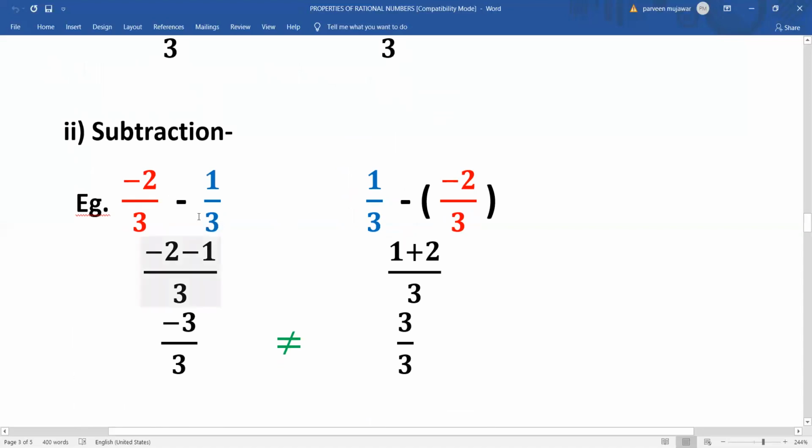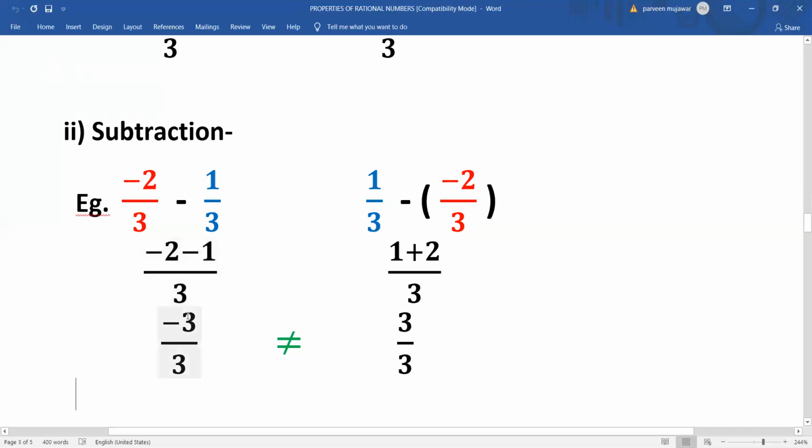Commutative property for addition. Now we'll check with subtraction. Minus 2 upon 3 minus 1 upon 3. So I have taken two rational numbers here, and go to the right hand side. On the right hand side, I have exchanged the places of the rational numbers. First I have taken 1 upon 3 and on the other side I have taken minus 2 upon 3. So when you solve LHS and RHS, we'll check what answer we get.